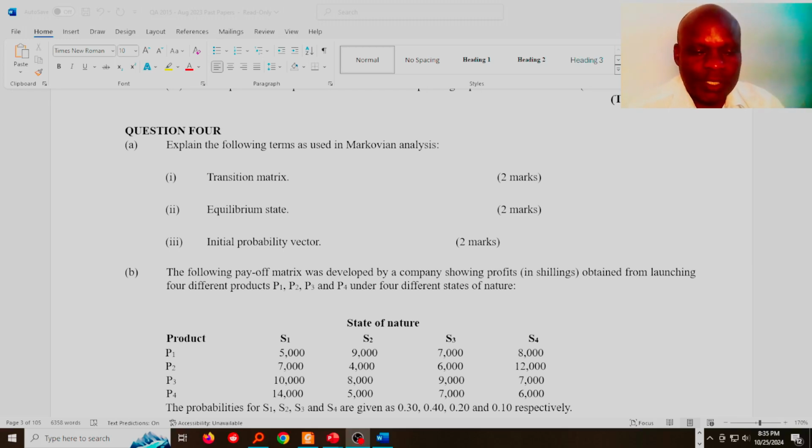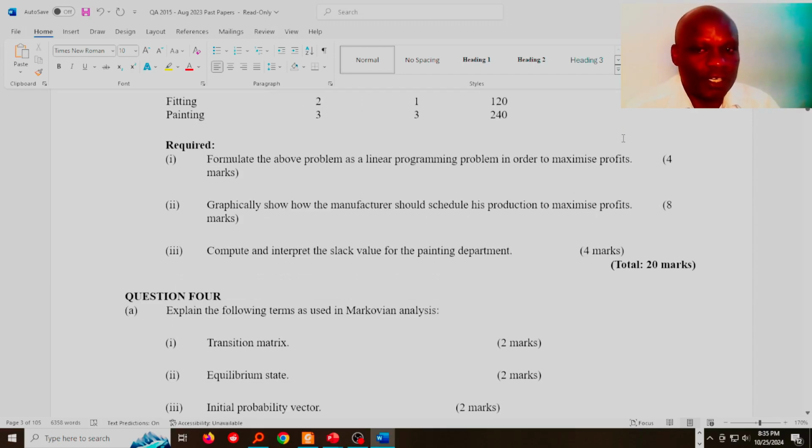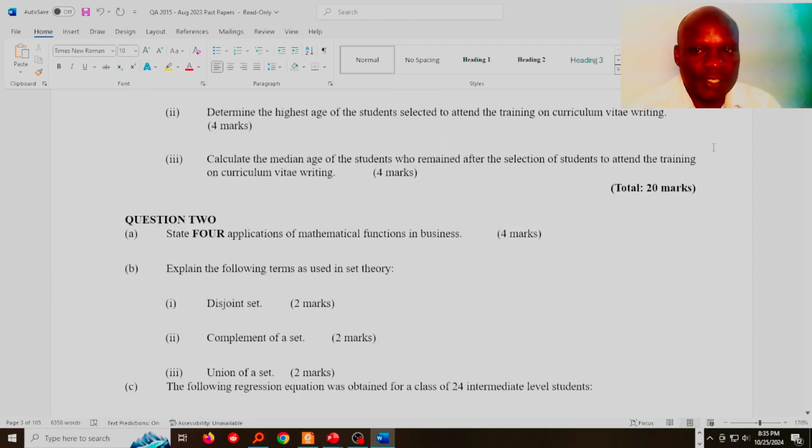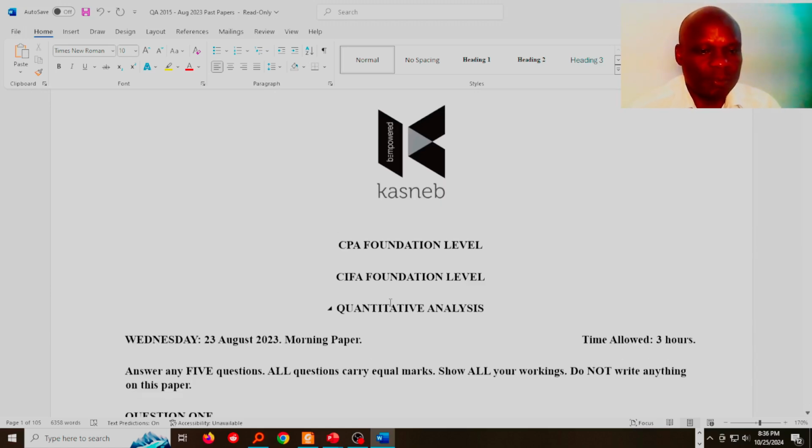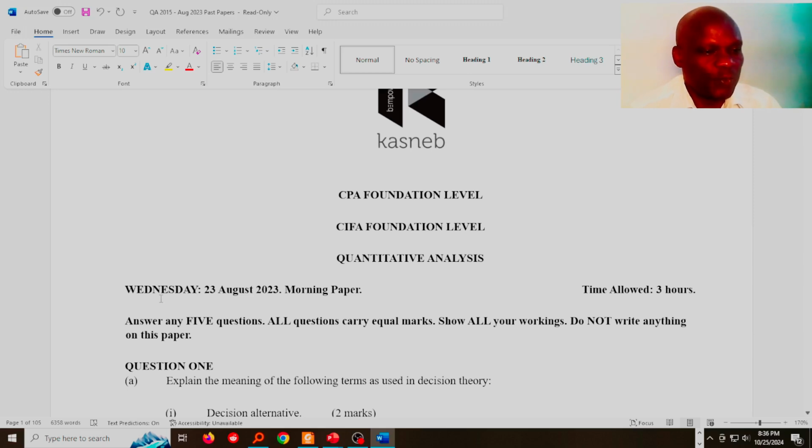Well, we look at a question which was taken 23rd of August. That is, the paper is CASNEB, CPA foundation level, CIFA foundation level. The paper is quantitative analysis, which was taken on Wednesday, 23rd August 2023.